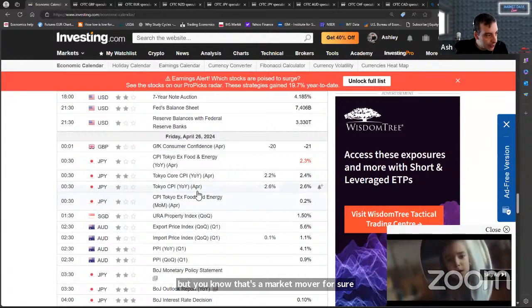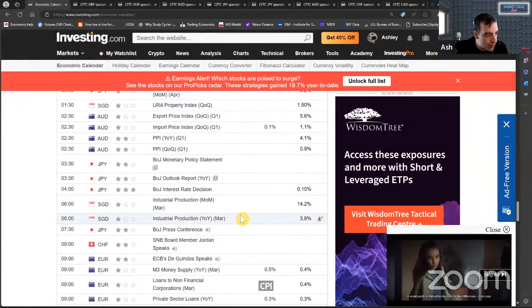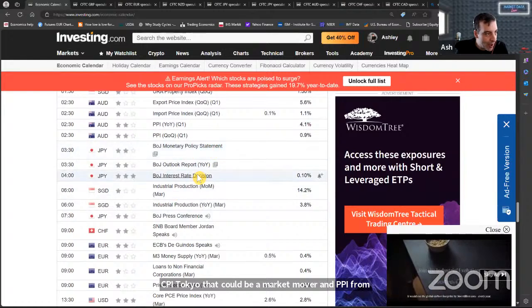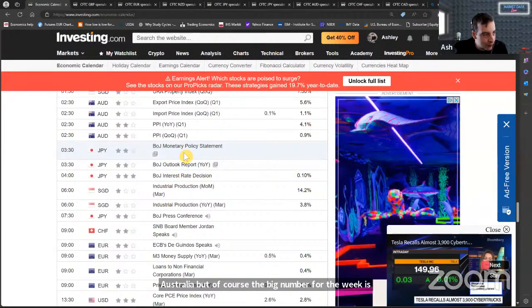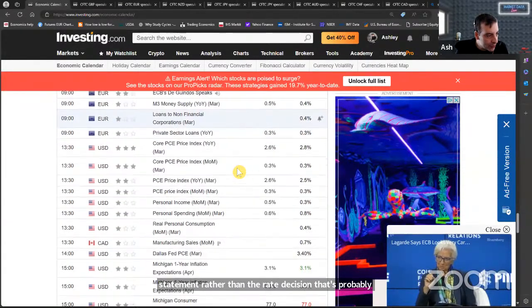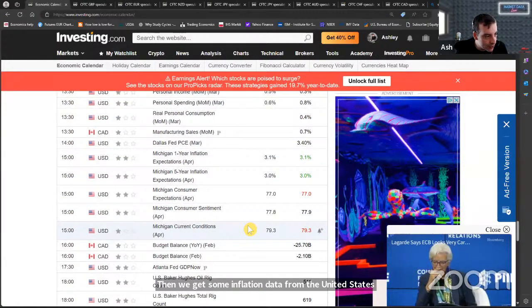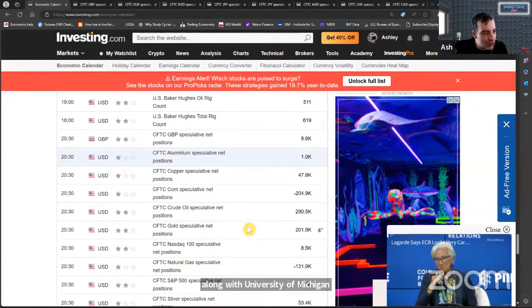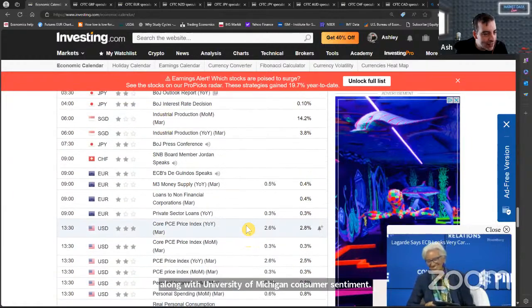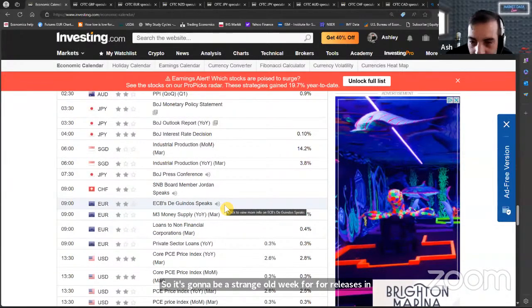CPI Tokyo could be a market mover, and PPI from Australia. But of course, the big number for the week is going to be the Bank of Japan, most likely the statement rather than the rate decision. That's probably going to stay where it is, but the statement could be very, very significant. Then we get some inflation data from the United States, along with University of Michigan consumer sentiment. So it's going to be a strange old week for releases in some respects. What we're looking for is some of these releases really to change the picture.